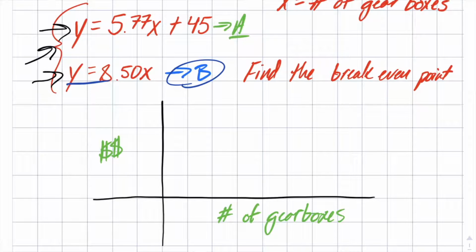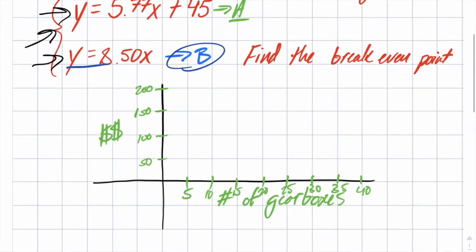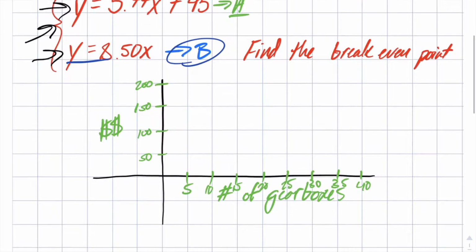So let's go ahead and label these. X-axis we'll go by fives. 10, 15, 20. And then we'll go by 50s for the dollars. And hopefully this is enough space. Okay? So the easiest way, if you don't know how to graph this, is to just make a table. Okay, and I'll do that down here.